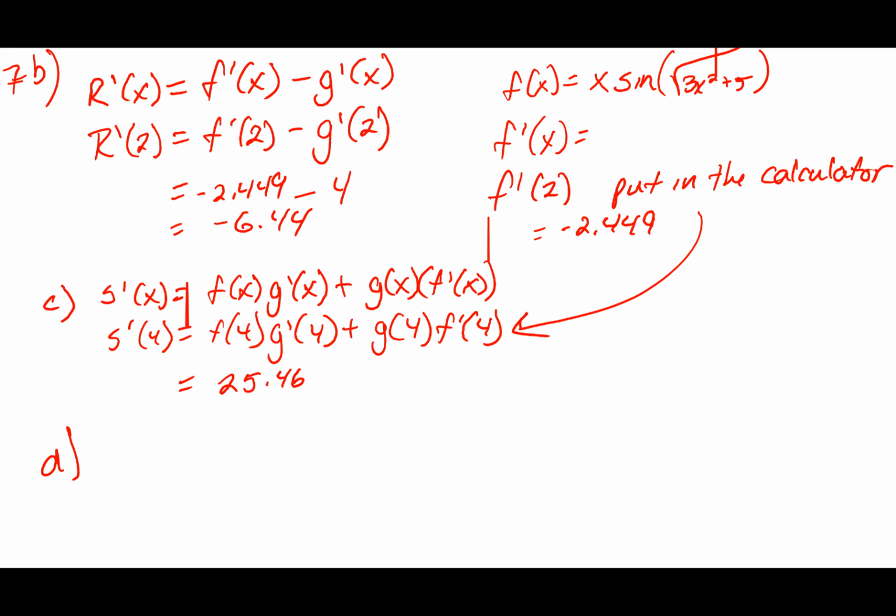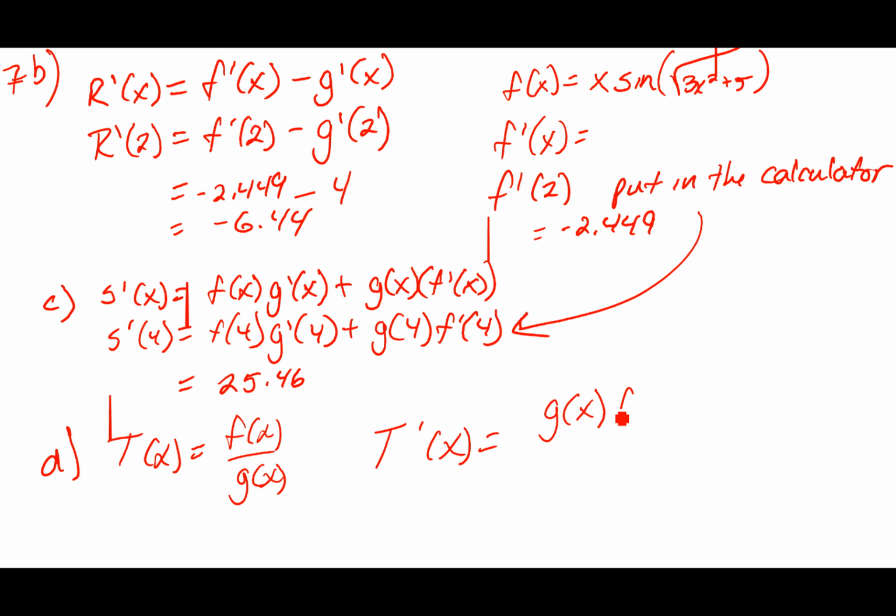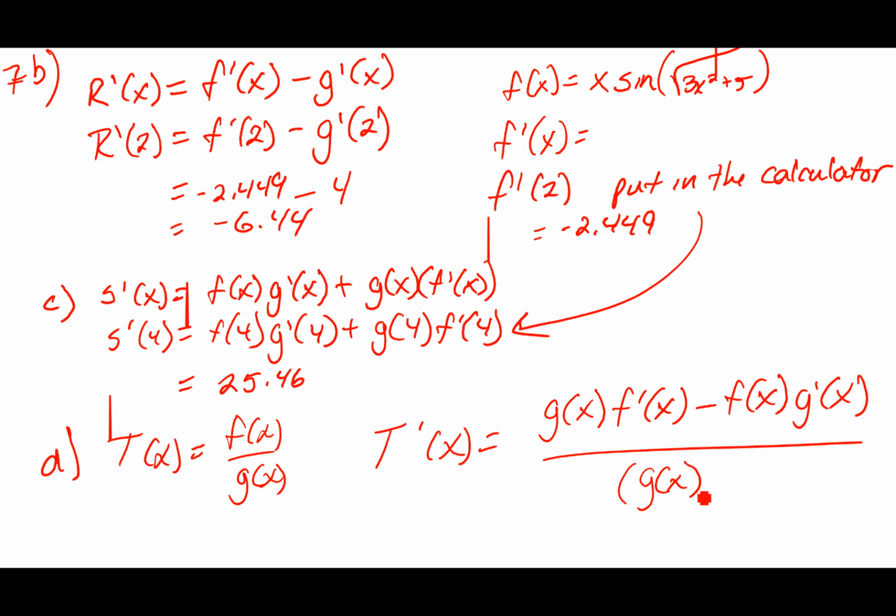And then part D is a quotient. So it's saying T of x is f of x divided by g of x. So then T prime of x is going to be low times the derivative of the high minus the high times the derivative of the low, all over low squared. And they want us to figure this at 6. So let me just put in 6 for all of our x's there in our quotient outline. And we get the value at 6, which ends up being negative 6.483.